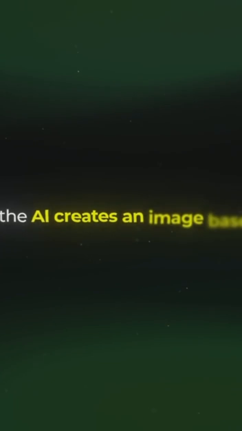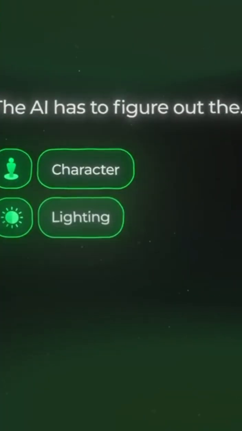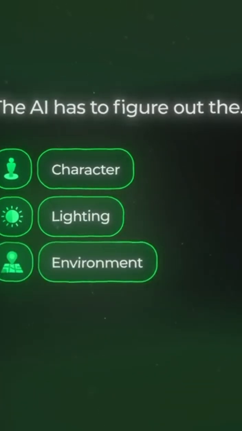Whenever you create a video with AI, you have two options: text to video and image to video. Text to video is pretty straightforward. You write a prompt, and the AI creates an image based on your description. But there's a problem with that. The AI has to figure out the character, the lighting, the environment, and every other aspect on its own. And what happens almost every time is that it misses details.